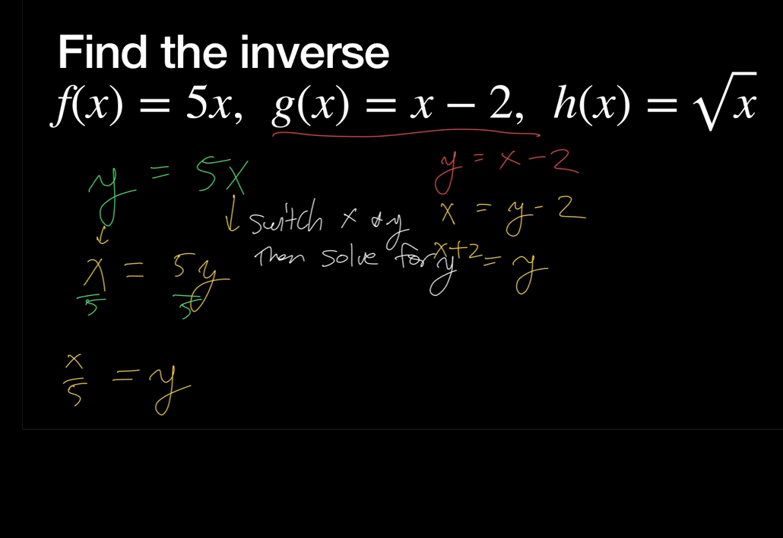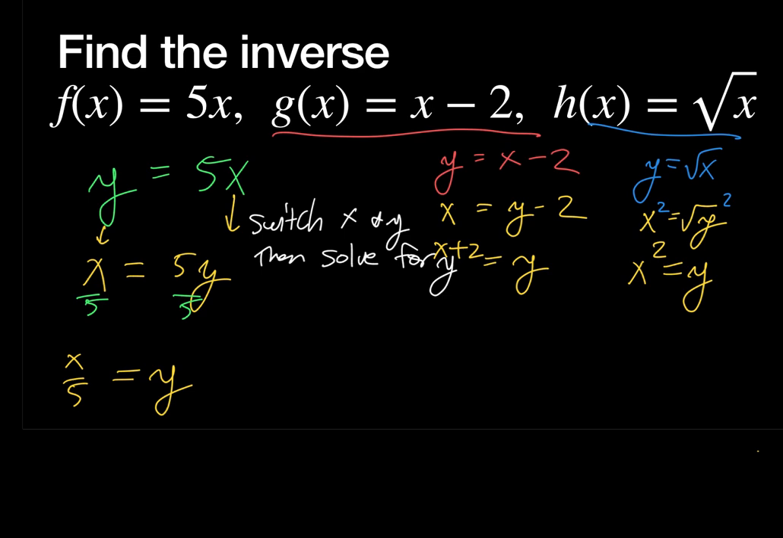And then the last one over there, h of x equals the square root of x. I'm going to rewrite it as y equals the square root of x. I replace the x for the y. And then solve for y. What's the inverse of square rooting? Squaring. Y equals x squared.